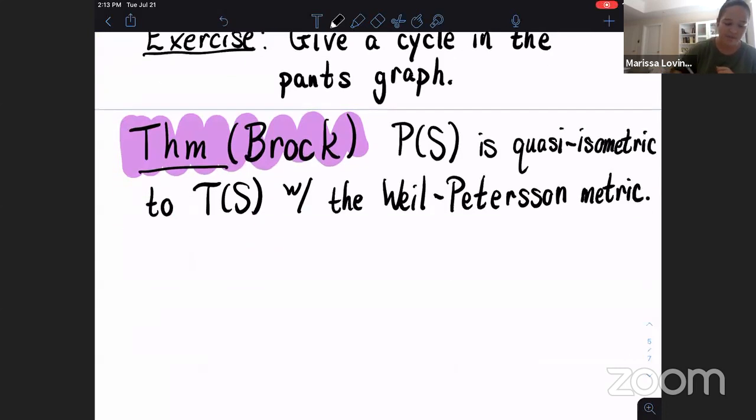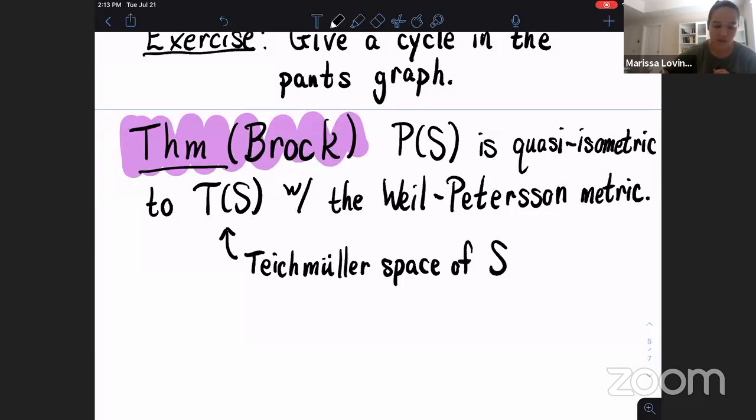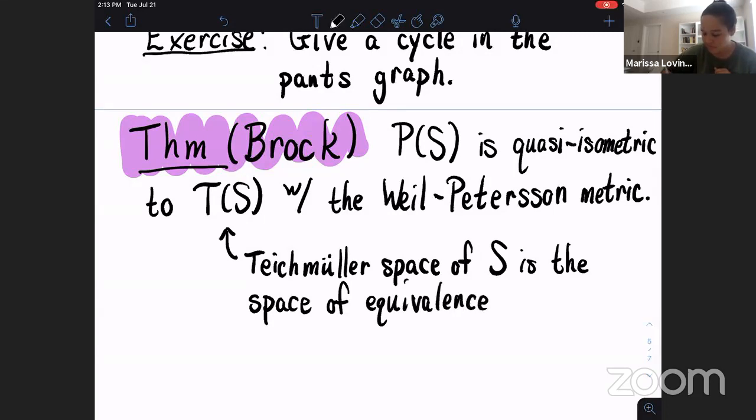So just as a brief aside, this is not something that we need for the rest of the talk, but I think it's worth mentioning, the Teichmüller space of a surface S is the space of equivalence classes of marked hyperbolic structures on S.